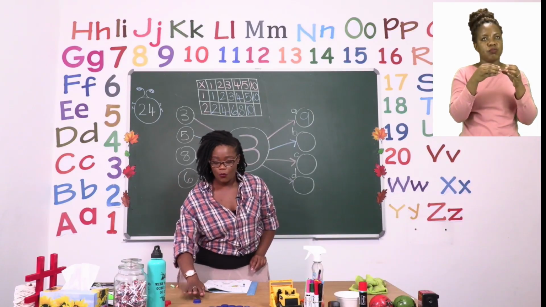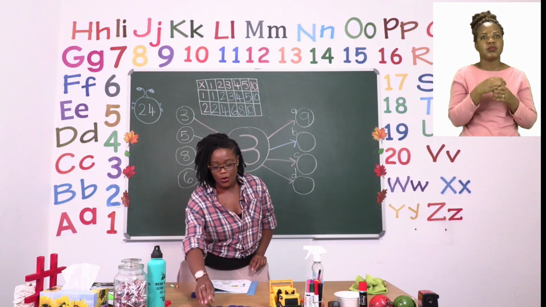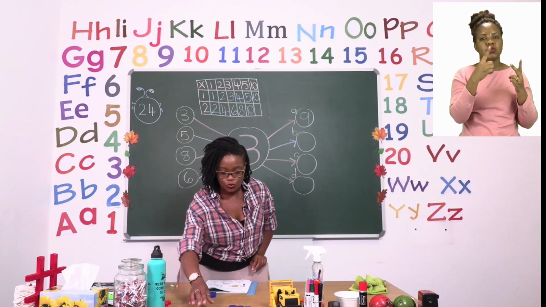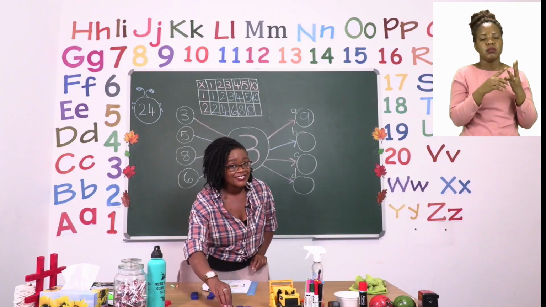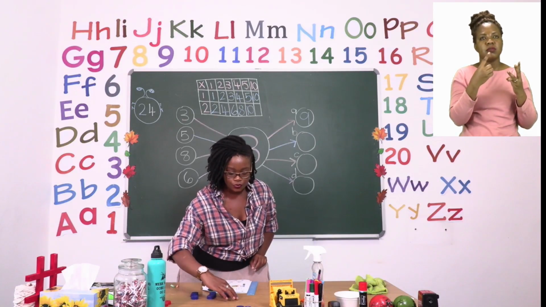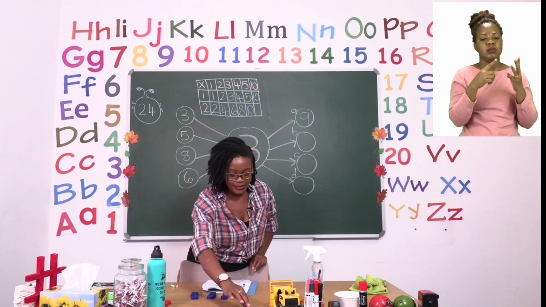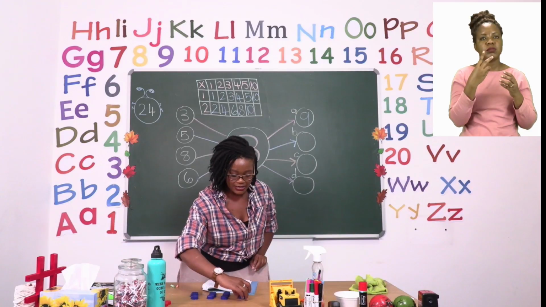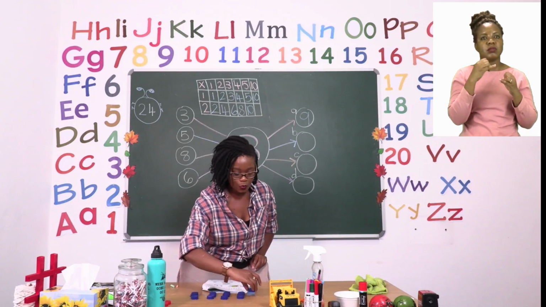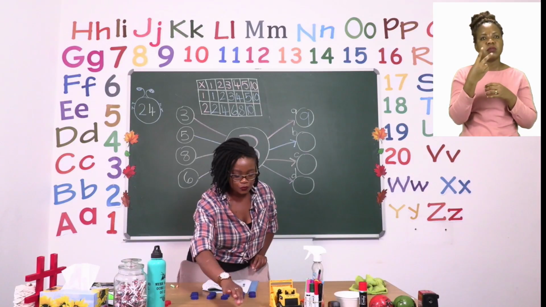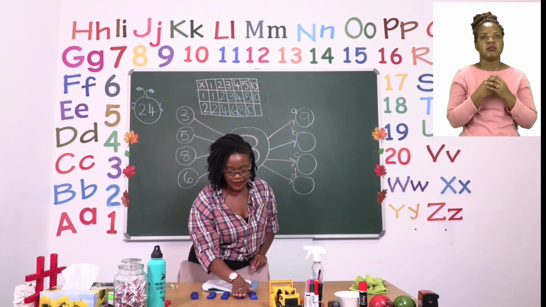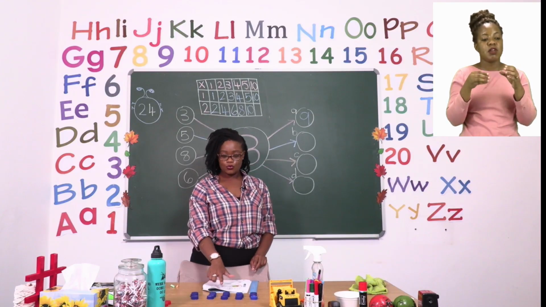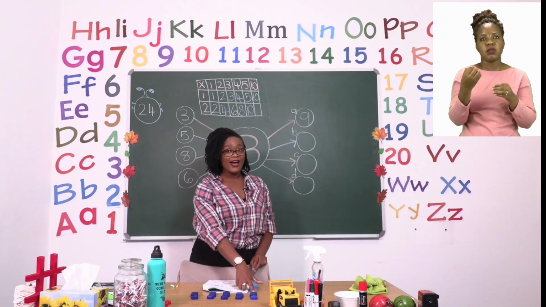So we're starting: 1, 2, 3. Another set, 1, 2, 3. Another set, 1, 2, 3. Another set, 1, 2, 3. And the last set now, 1, 2, 3. So I have made 5 sets of 3. 1, 2, 3, 4, 5.